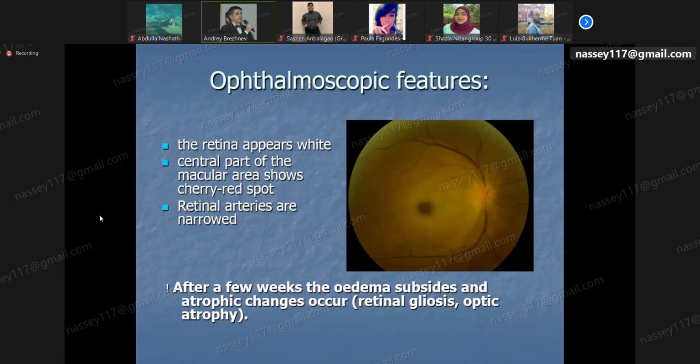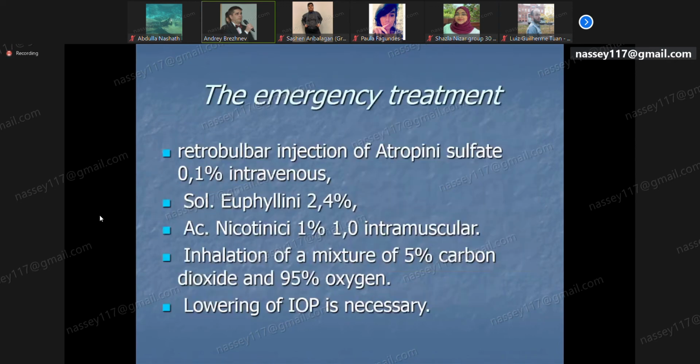After a few weeks, the edema subsides and atrophic changes occur in the form of retinal gliosis, development of connective tissue in the retina, and with the development of optic atrophy. Treatment of major retinal artery occlusion is aimed at restoring the retinal circulation as quickly as possible by increasing retinal perfusion and dislodging emboli. Retinal tissue cannot survive ischemia for more than a few hours.